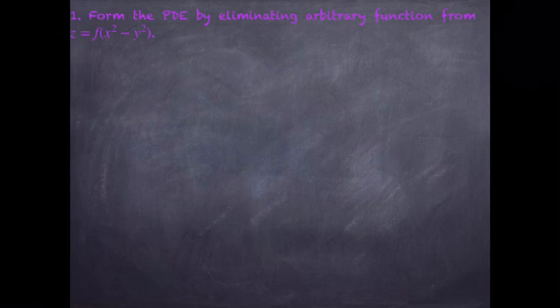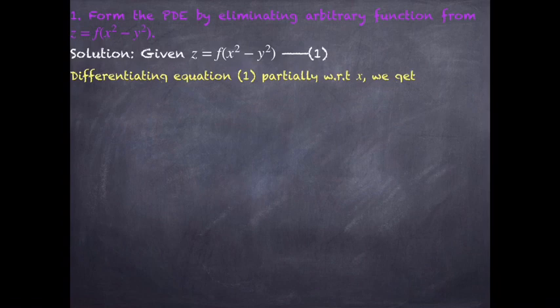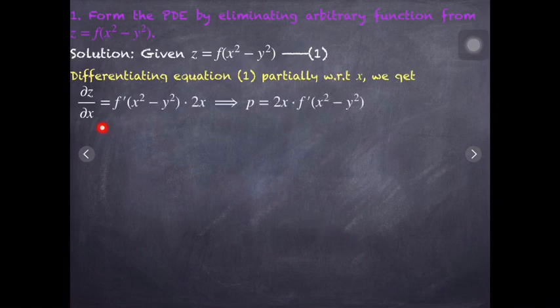Moving to the first problem. Form the PDE by eliminating the arbitrary function from z is equal to f of x square minus y square. Consider the given equation as number 1. Differentiating equation number 1 partially with respect to x, we get dou z by dou x is equal to f dash of x square minus y square, that is differentiation of f is f dash, into differentiation of x square minus y square, which is 2x; y is a constant, so it vanishes.